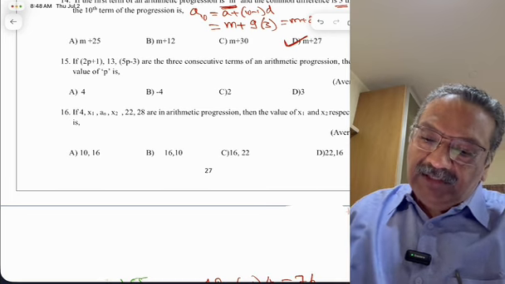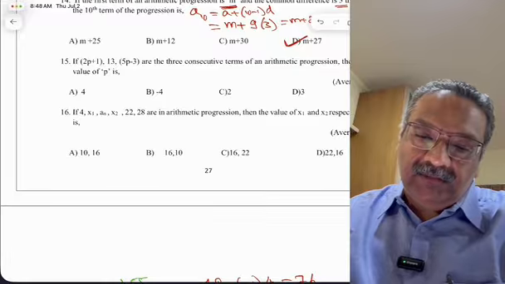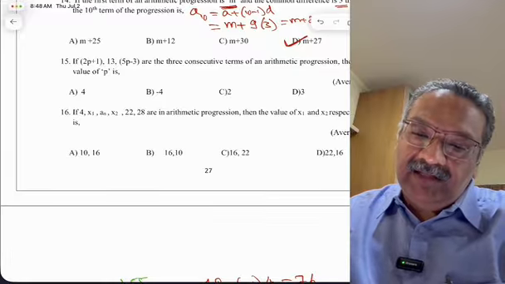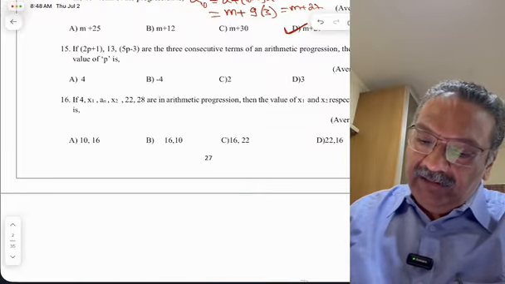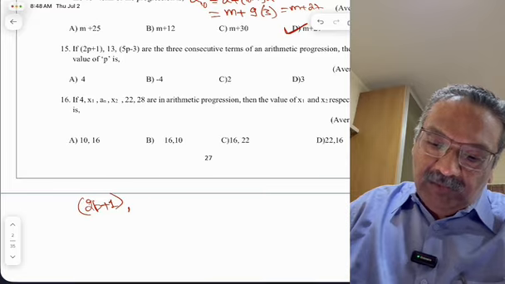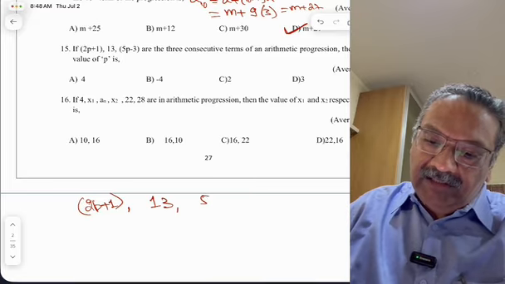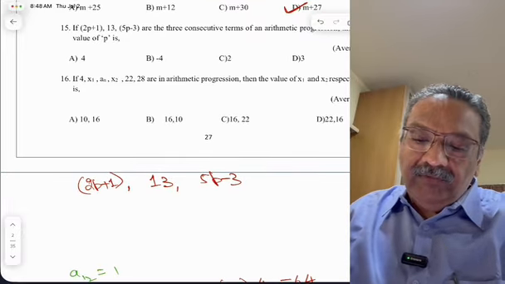What does the 15th question say? If three terms, that is 2p plus 1 is the first term, 13 and 5p minus 3 are three consecutive terms of an AP, then what is the value of p? So they have given us 2p plus 1 as one term, 13 as another term, 5p minus 3 as the next term. Find p.